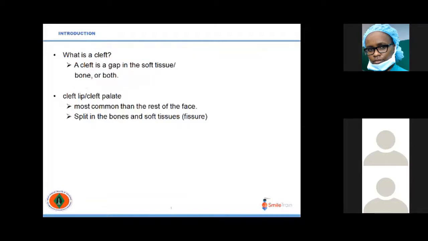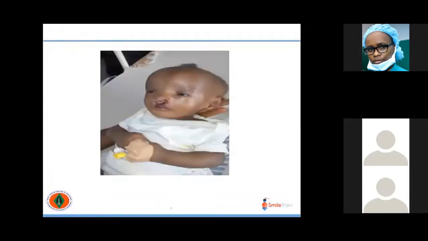A cleft is a gap, whether in the soft tissue or in the bone, or both combined together. Cleft lip and cleft palate are the most common in the face. It can be a split in the bones or the soft tissue, just as we see in this young child with bilateral cleft lip and palate and alveolar cleft.